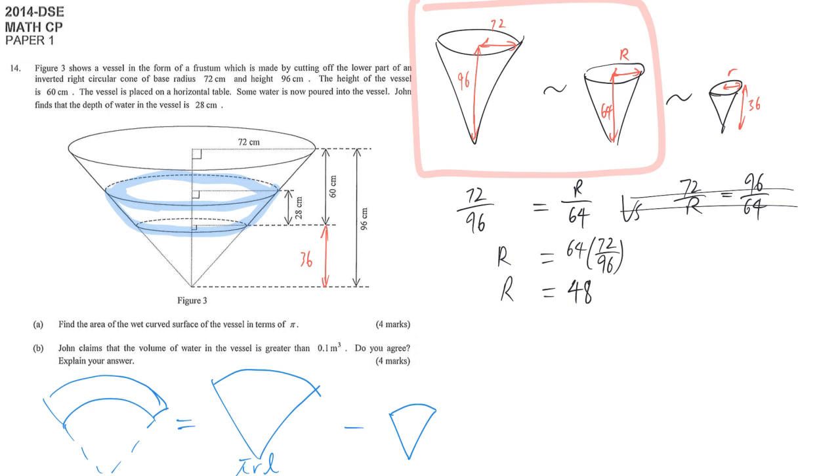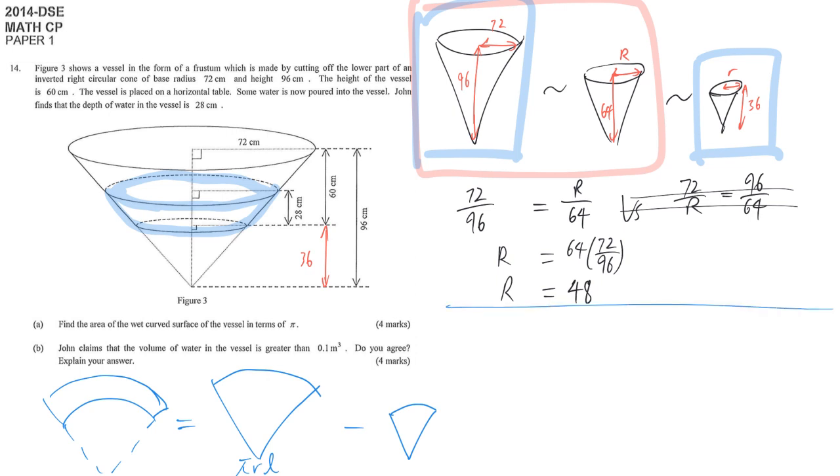Similar reason, this time we compare the largest cone with the smallest cone. So we can draw the conclusion that 72 to 96, radius to height, should equal radius to height here. So r to 36.